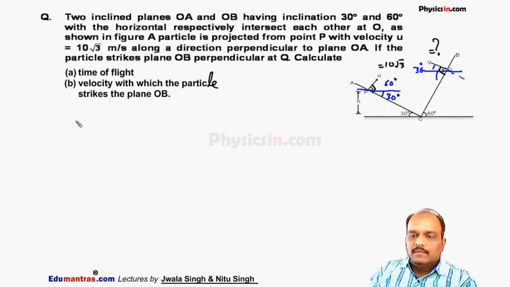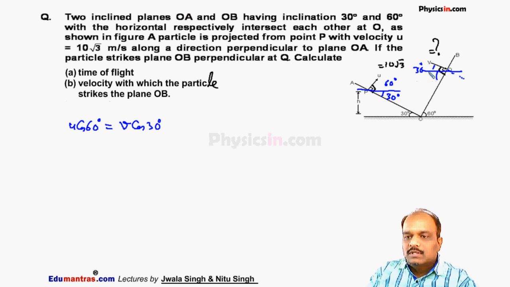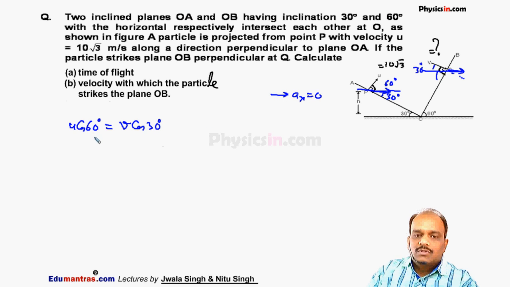Now we know the horizontal velocity of projection is u cos 60. And at any instant the velocity will remain the same along the x-axis, so this must be equal to v cos 30. The speed of projection along the x-axis is u cos 60 and the velocity with which it strikes the inclined plane OB along the x-axis is v cos 30, and these two horizontal components must be the same because there is no horizontal acceleration, a_x is 0. So these two are the same.